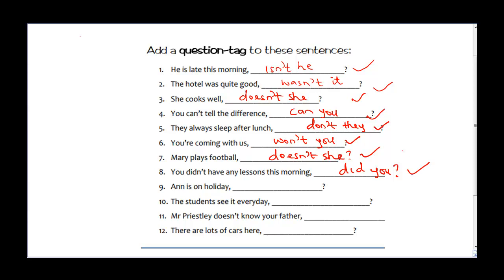Okay. Anne is on holiday. Positive statement goes with what? Negative tag. Isn't she? Okay. So the next one says, the students see it every day. The students see it every day. Don't they? That's what? A negative tag.